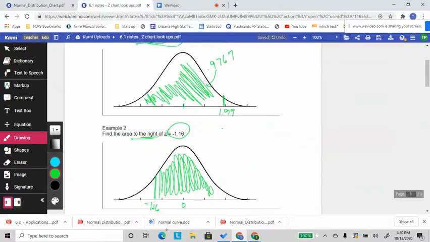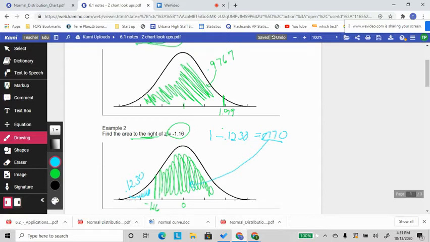Okay, let's go back to our notes. That 0.1230 was that area. That is not what I want. I want to the right of it. Okay, so this whole curve is always 100% or 1. So we just need to do 1 minus 0.1230 on our calculator, and we get 0.8770. And that is the area that I want.